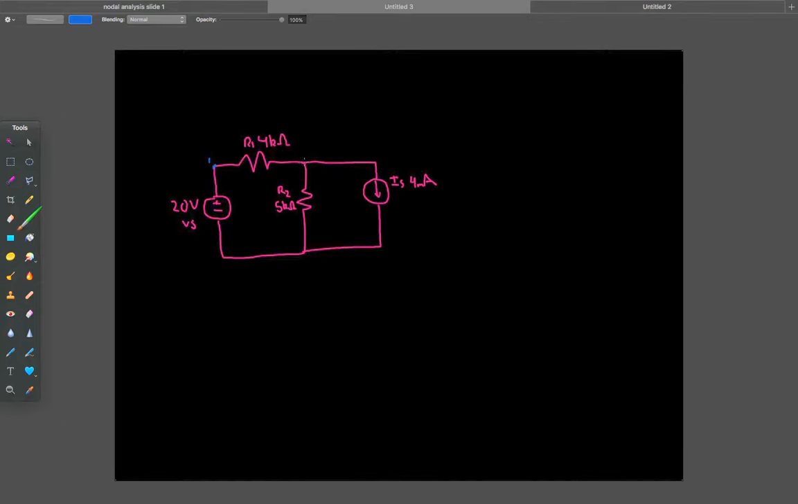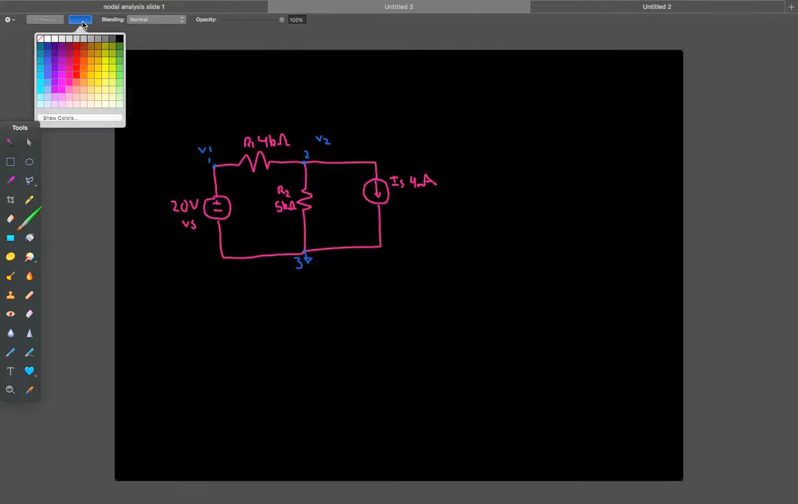And we've got a node here, which is 2. We've got another node here, which is 3. Now we need to pick a reference node. Our reference node, we can just make that our ground. Now we need to write the subscript value of voltages for the rest of the remaining nodes. So that's V1, that's V2.